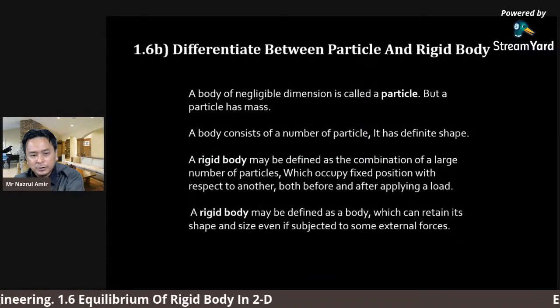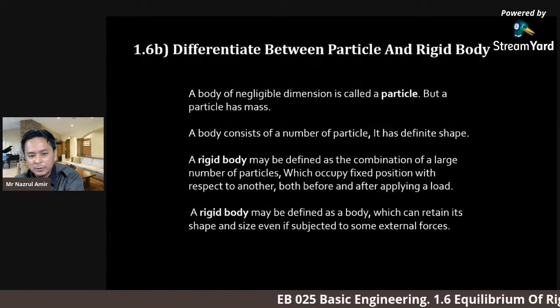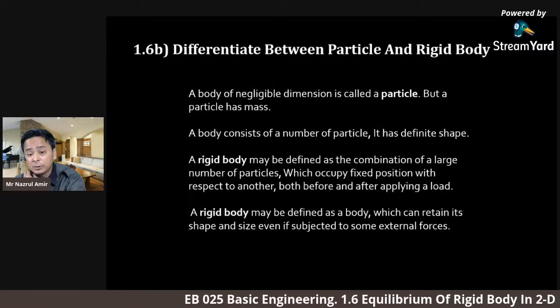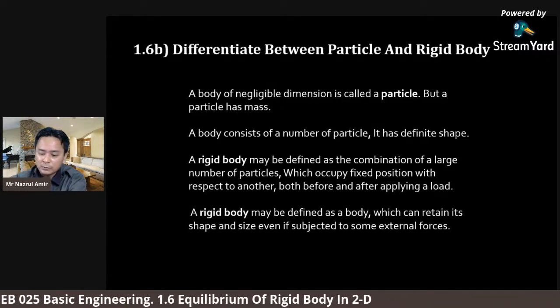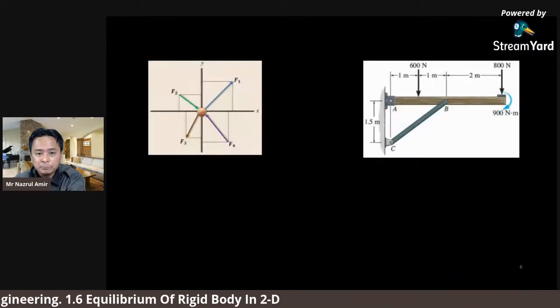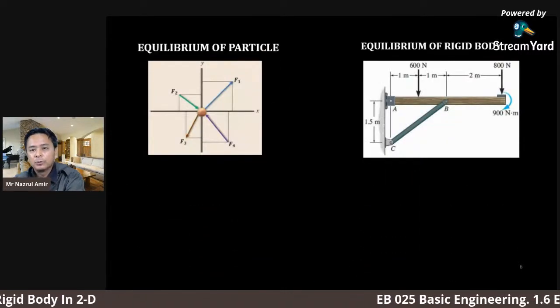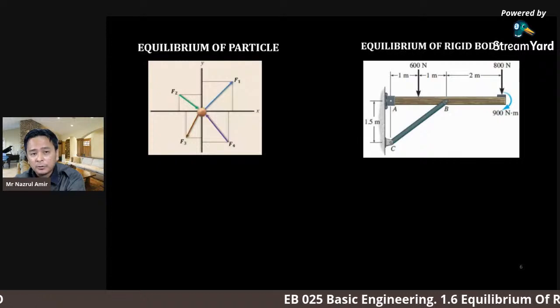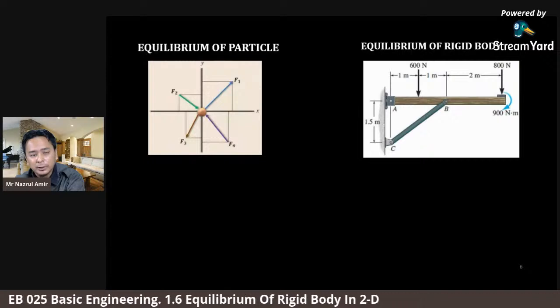And the last one: a rigid body may be defined as a body which can retain its shape and size even if subjected to some external forces. Okay, this is similar to what we have looked at before. Here is the comparison. We want to compare the equilibrium of a particle and the equilibrium of a rigid body. There are given examples on that.